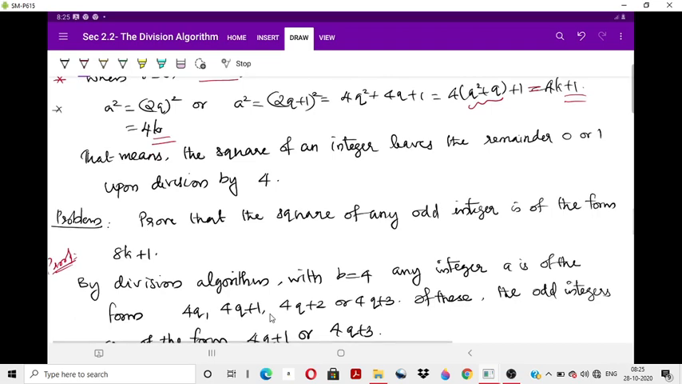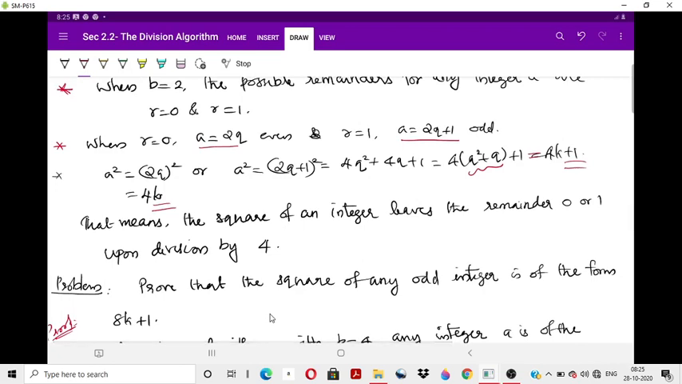Now we may consider some problems. The first one is: prove that the square of any odd integer is of the form 8k plus 1.